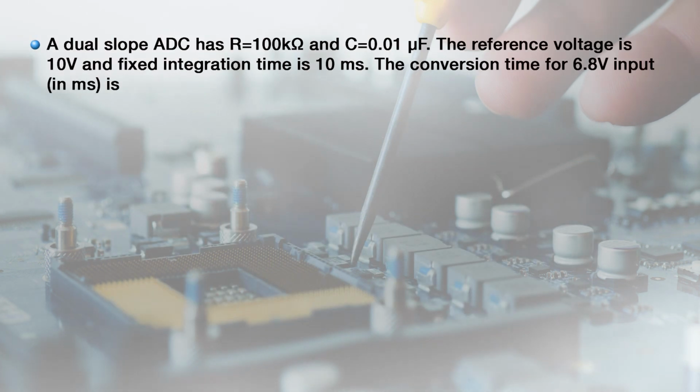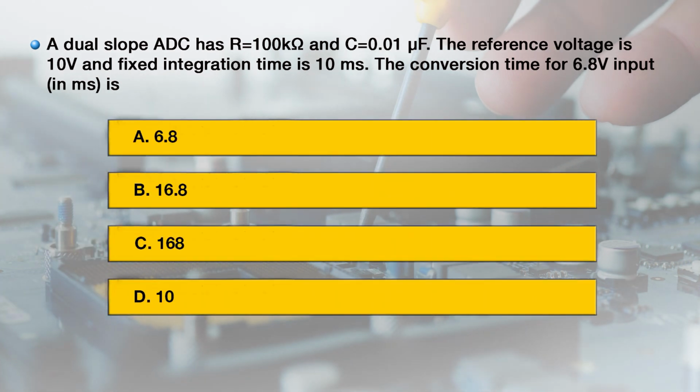Now, the next question is, a dual slope ADC has R equal to 100 kilo ohm and C equal to 0.01 microfarad. The reference voltage is 10 volt and fixed integration time is 10 millisecond. The conversion time for 6.8 volt input in millisecond is, so it is a numerical based on dual slope ADC and this numerical is completely formula based. I am just hinting you the formula which you have to use, do the calculation yourself and get the result.